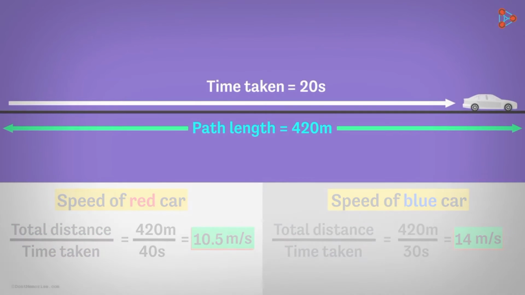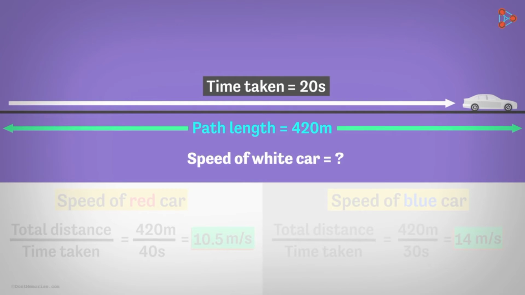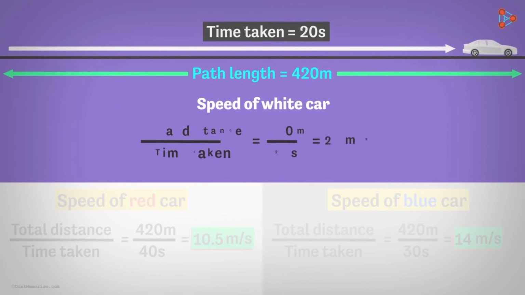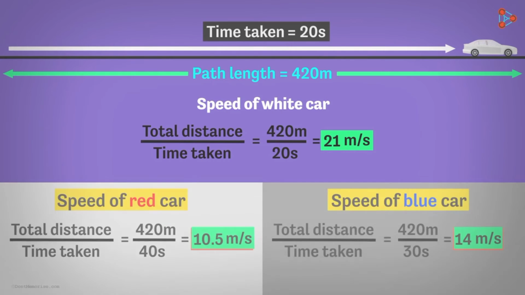Let's bring a third car which covers the same distance, a path length of 420 meters, in 20 seconds. So what is its speed then? The speed is 420 meters divided by 20 seconds, that is 21 meter per second. And you can say that this ratio is the greatest of all cars.